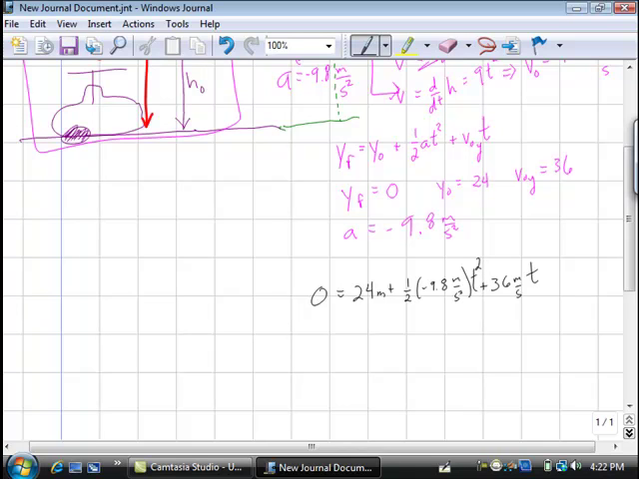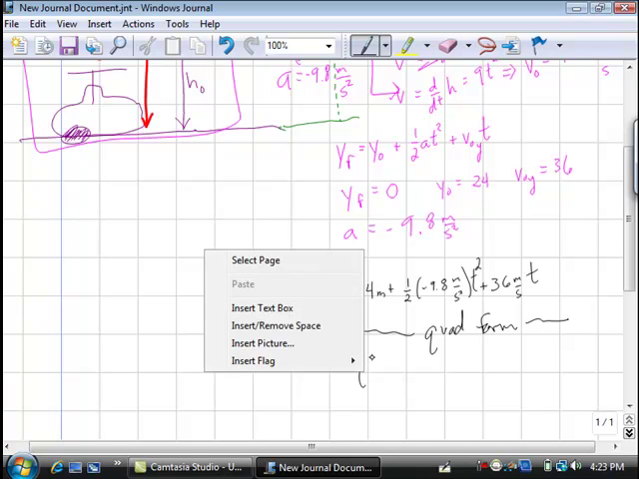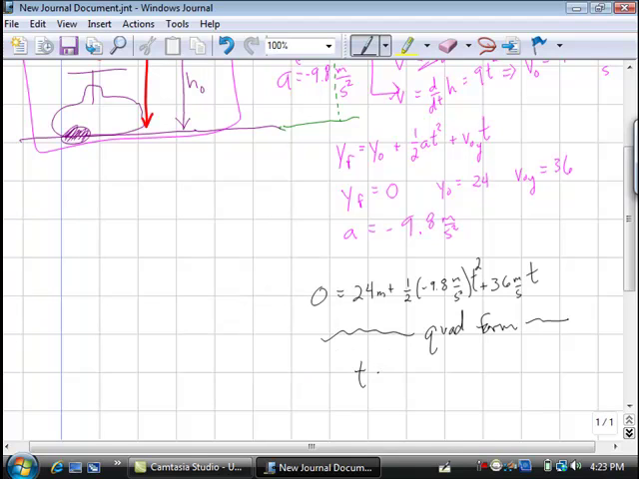All right, so when you do this, you can do the quadratic formula. I would expect you guys to do the quadratic formula, but I'm going to do some magic here. So you end up with t equals 7.96 seconds, which I got out of the textbook, and I'd let you guys check your answers too. So that's what I'm expecting.